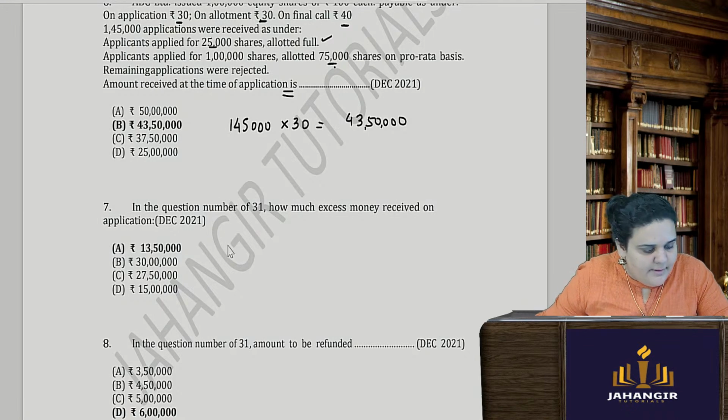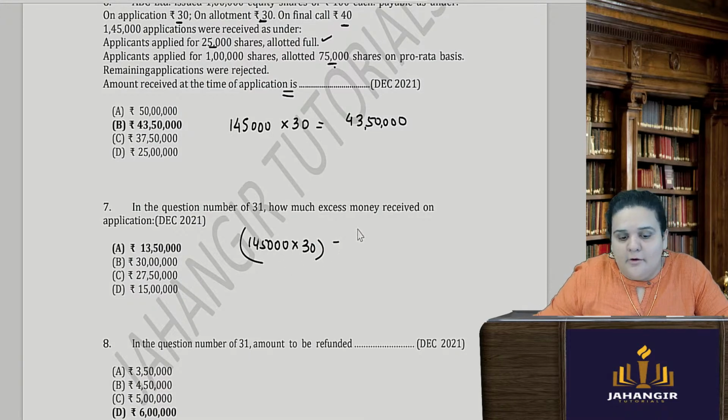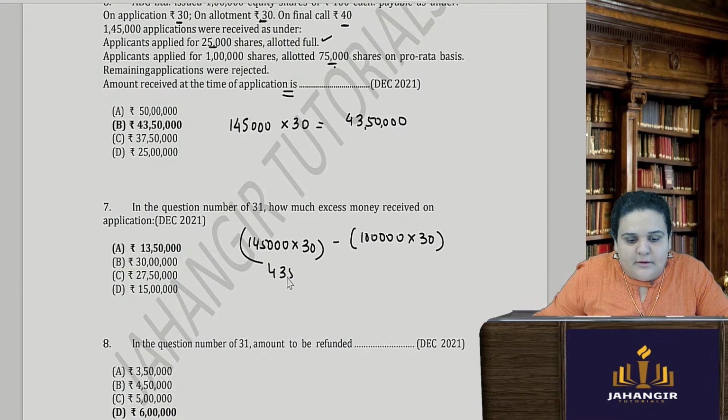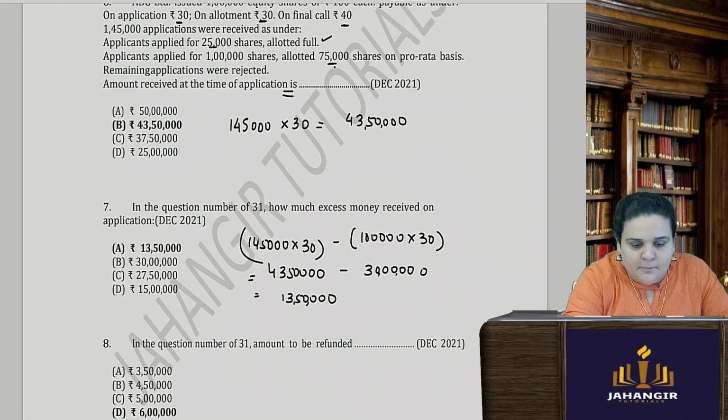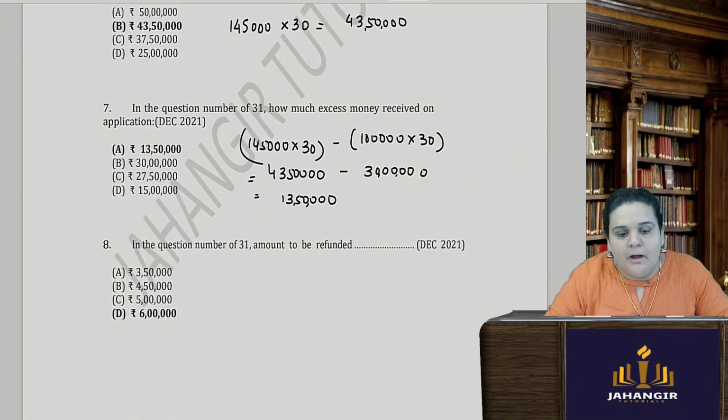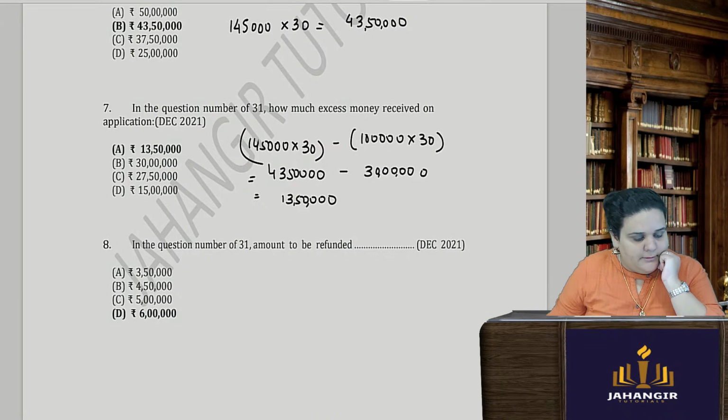Keeping the same question, how much excess money is received at the time of application? Excess money received will be how much? See, 1,45,000 into 30 I have received. But I can allot only 1 lakh shares. I should have received 1 lakh into 30. So 43,50,000 minus 30 lakhs will be equal to 13,50,000. Easy.